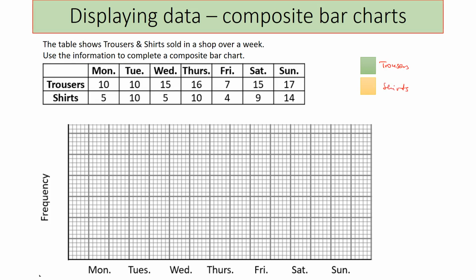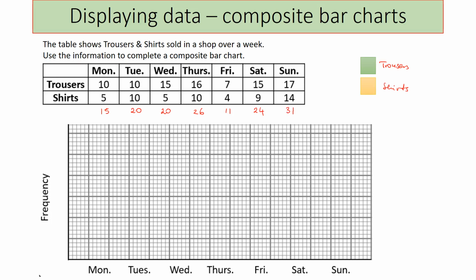What's also helpful when you need to plot a composite bar chart is to work out the total, so you know how high each of the bars needs to be. So that's 15 here, because 10 plus 5 is 15, then that's 20, 15 plus 5 is 20, 16 plus 10 is 26, 7 plus 4 is 11, 15 plus 9 is 24, and 17 plus 14 is 31.